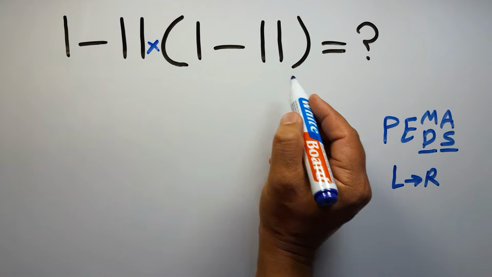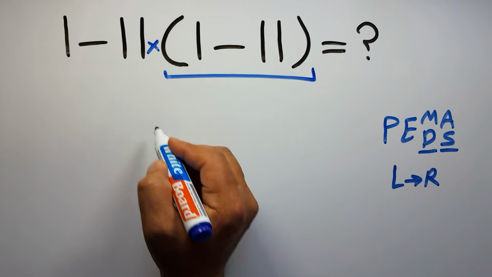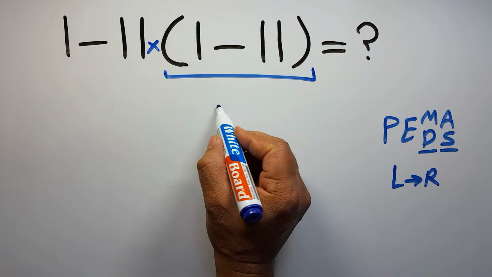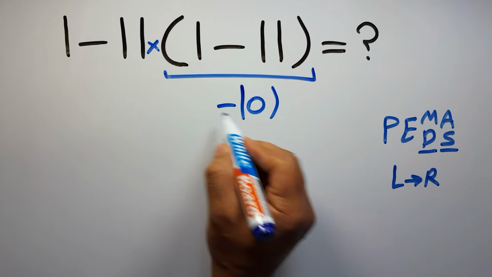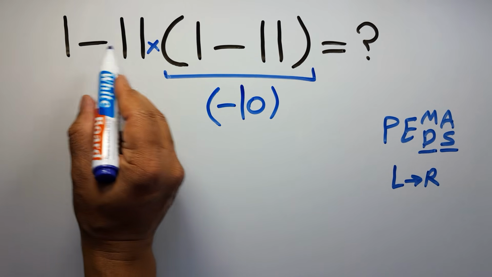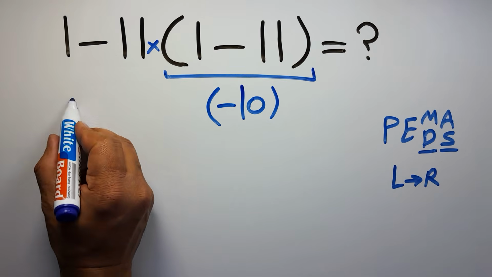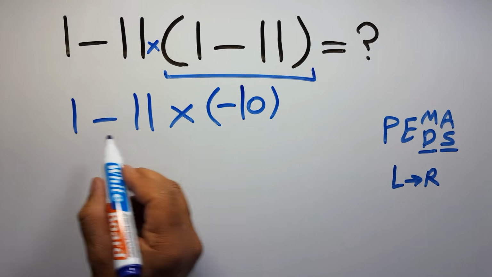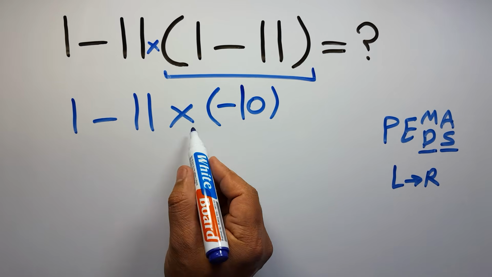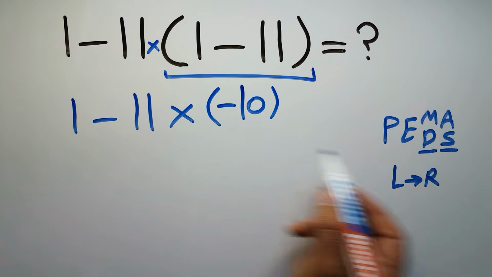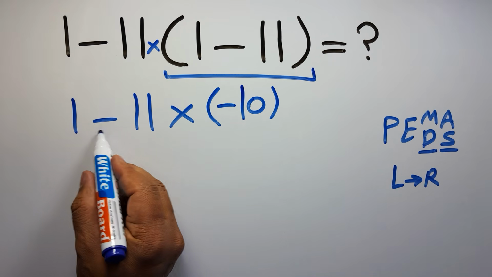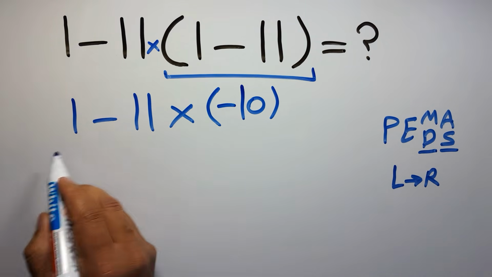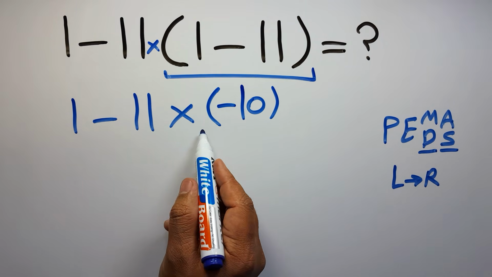So first we have to do this parentheses. Inside this parentheses, we have 1 minus 11, which equals negative 10. So we have 1 minus 11 times negative 10. Now in this expression, we have one subtraction and one multiplication. According to the PEMDAS, multiplication has higher priority than subtraction because multiplication comes before subtraction. So here, first we have to do this multiplication.